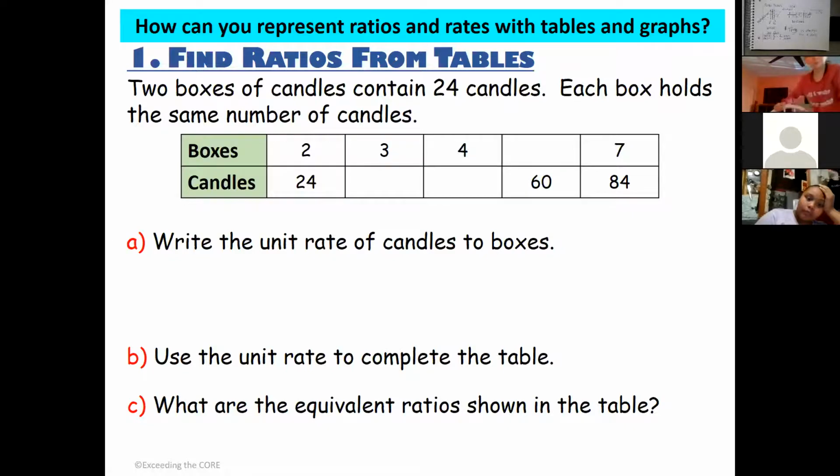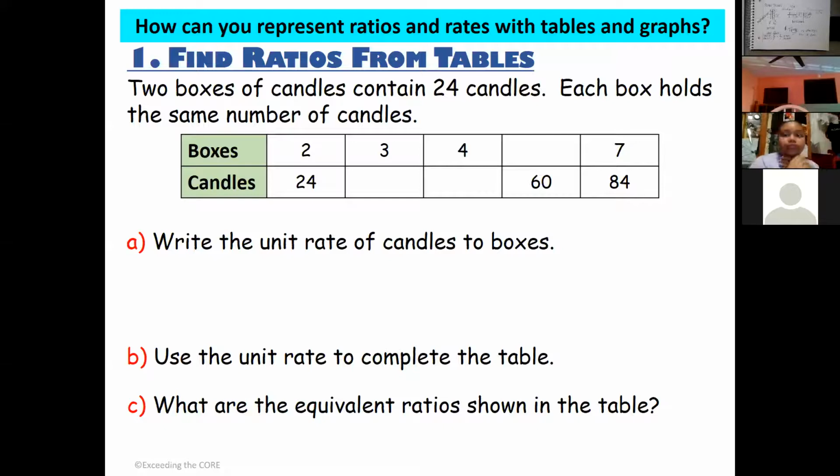So the first one that we come to is going to talk about finding ratios from tables. If we have 2 boxes of candles that contain 24 candles, each box holds the same number. So what we can see here is that 2 boxes does hold 24 candles. So the first thing I always do whenever I come to a ratio table is I find what the unit rate is, just like we did just a second ago with the cookies per students. So if 2 boxes holds 24 candles, 12 in 1 box.